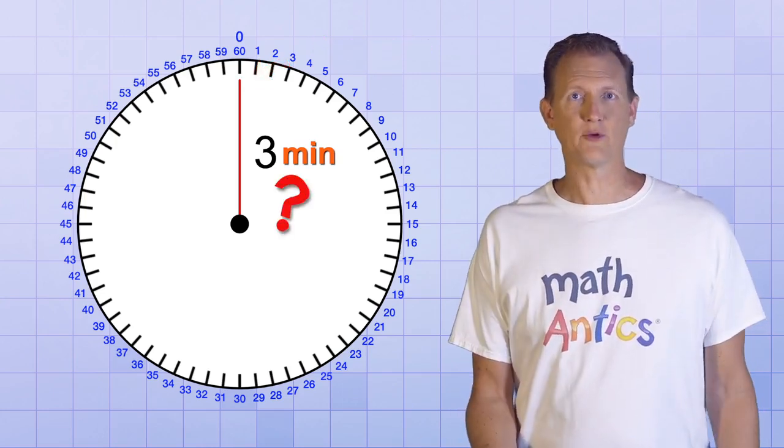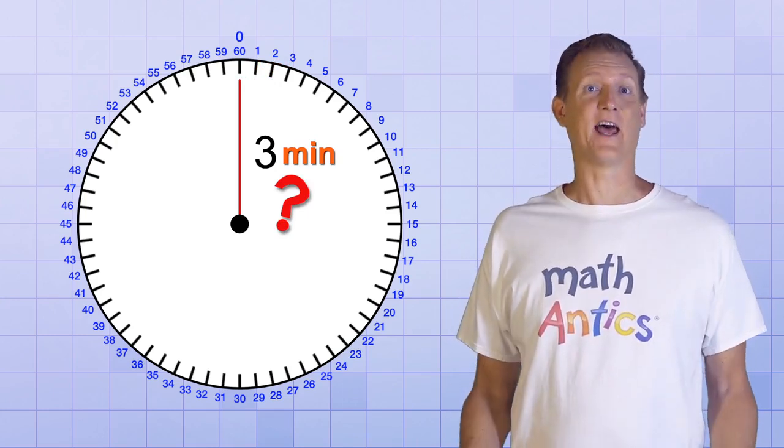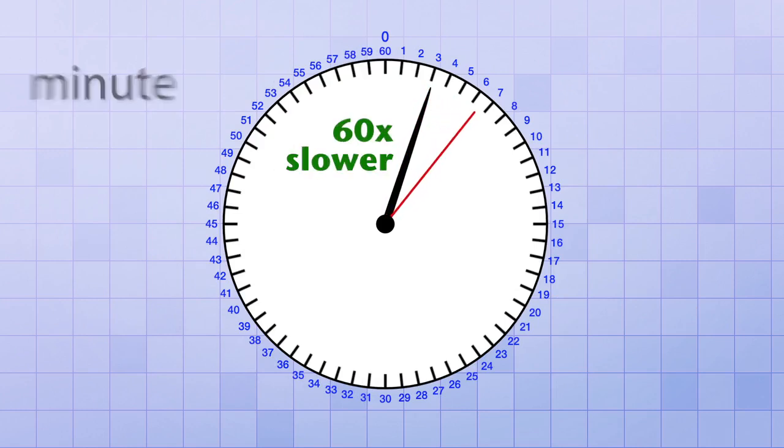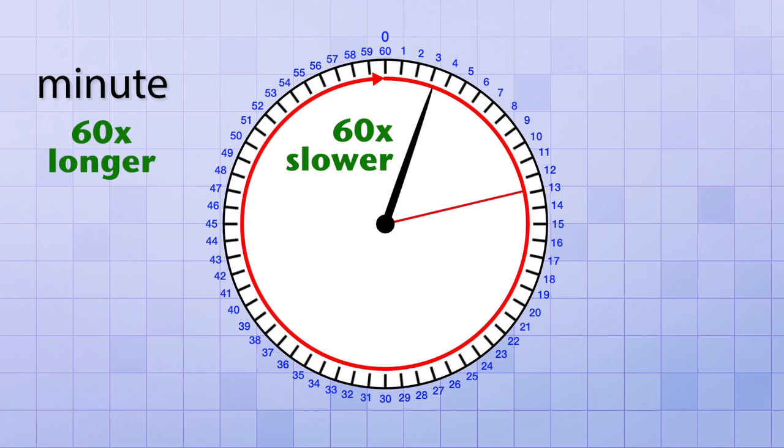But how are we going to keep track of those minutes? Well, that's where the minute hand comes in handy. So let's add it back to our simple clock. The minute hand works a lot like the second hand. The main difference is that it travels slower, 60 times slower to be exact. Since a minute is 60 times longer than a second, while the second hand travels all the way around the clock, the minute hand only moves from one mark to the next.